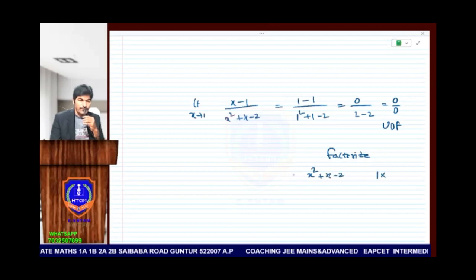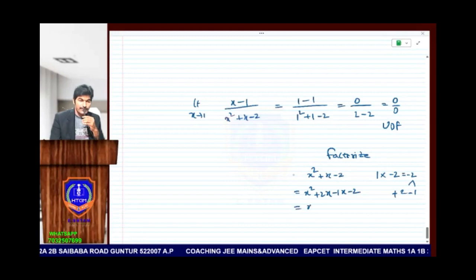Take the x square coefficient 1 and constant minus 2, multiply together and find two numbers, plus 2 and minus 1. Minus 1 will work here. So x square plus 2x minus 1 into x minus 2. So x is a common factor, x plus 2, and minus 1 is a common factor, x plus 2. So again, x plus 2 is a common factor and x minus 1.